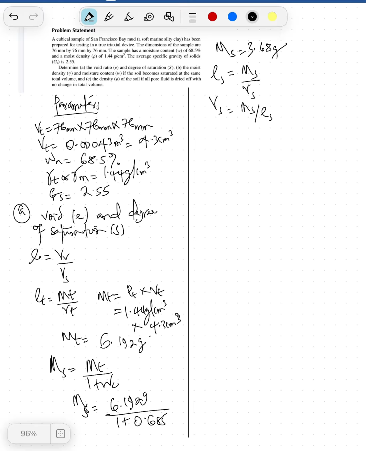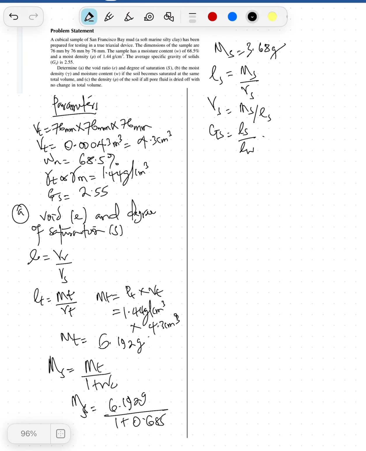So we need the density of solid, and we know that specific gravity equals density of solid over density of water. We know that Gs is 2.55, which equals density of solid, what we're looking for, over density of water, which is 1 gram per cm cube. So density of solid equals 2.55 grams per cm cube. That's the density of solid. So since we know the density of solid, we can now obtain our volume of solid.